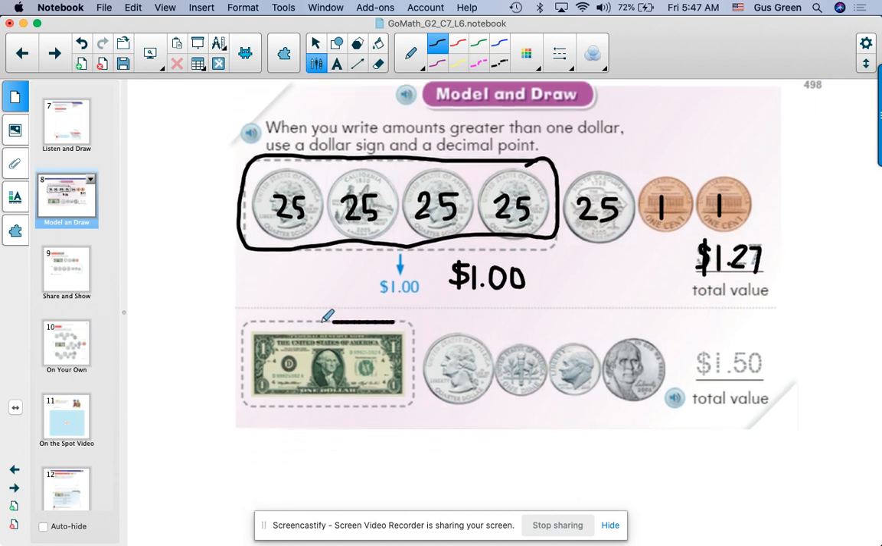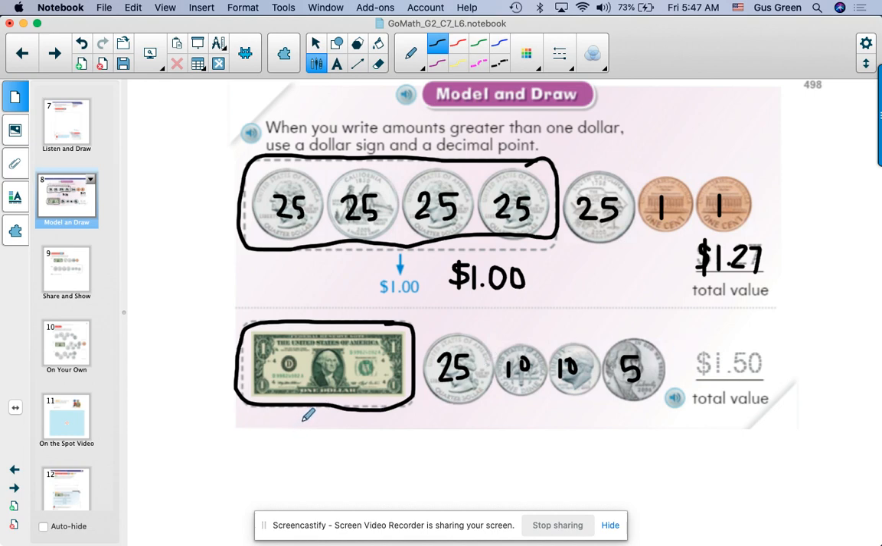Now in this example, it's super easy to count the dollar because there's a $1 bill. And then there's a quarter, a dime, and a nickel. And notice that we still line our money up from the greatest value to the least. So it's always going to be quarters, then dimes, then nickels, then pennies, whichever ones you have.